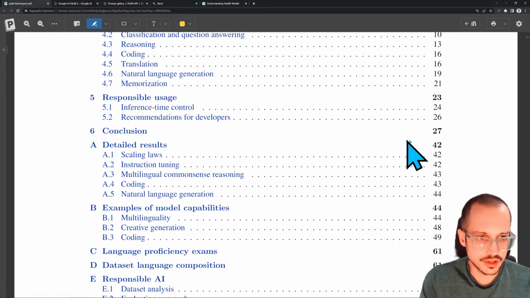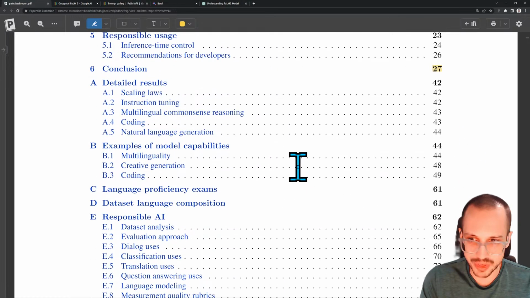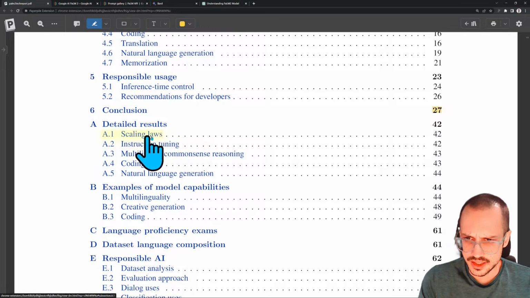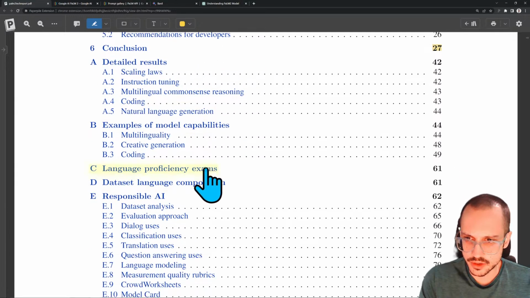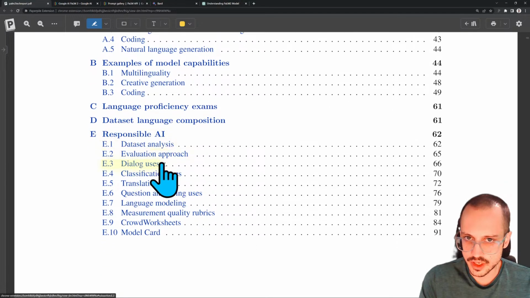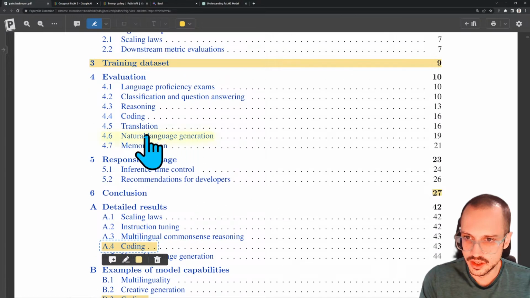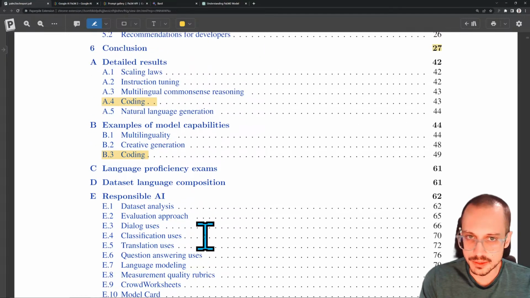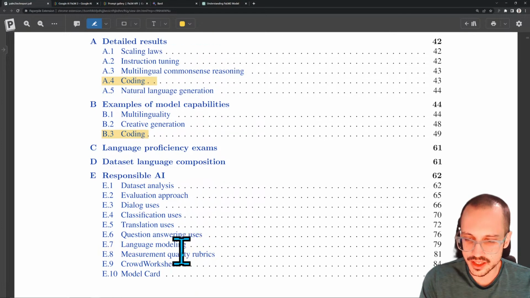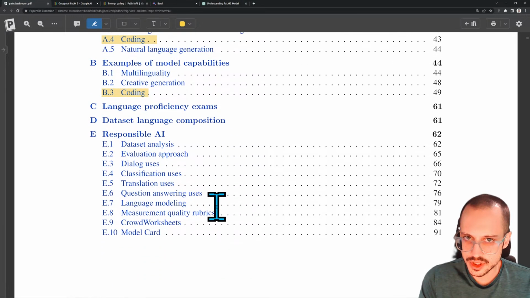Conclusion. All right, so the actual paper ends at page 27, and then the rest of it here is kind of the appendix. Detailed results on scaling laws, instruction tuning, coding, natural language generation, creative generation, coding. Significant amount of coding sections here. You know, they're really kind of talking up the coding. Maybe we should hit it with a little lead code. Dataset language, composition, evaluation, dialogue, crowd sheets, model card.